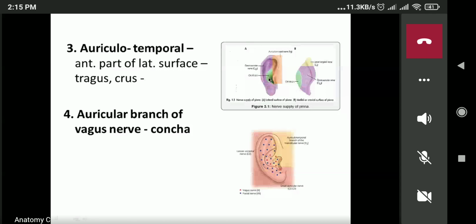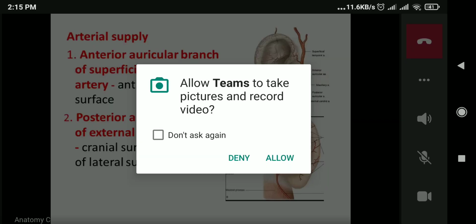Now come to the arterial supply. What are the arteries which supply the auricle? Now the anterior part of the lateral surface. Now this is the anterior part of the lateral surface, isn't it?